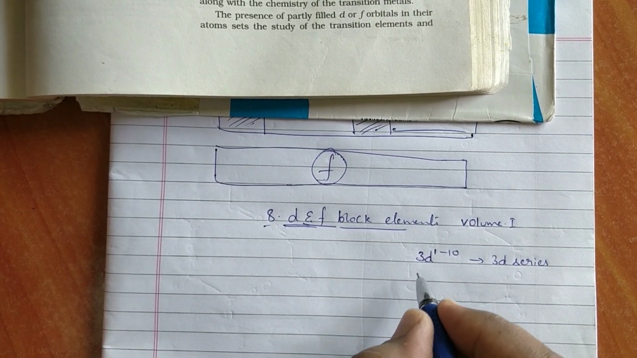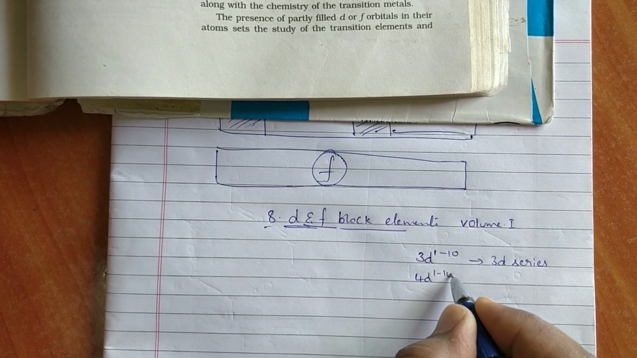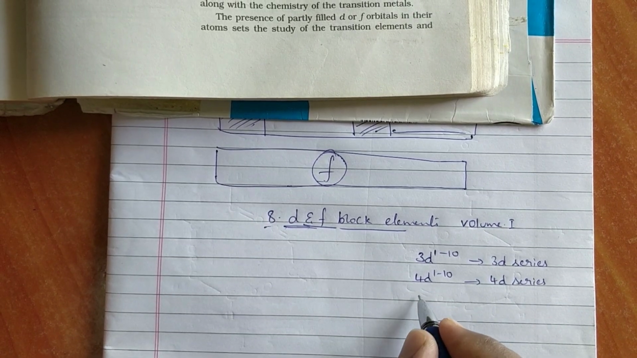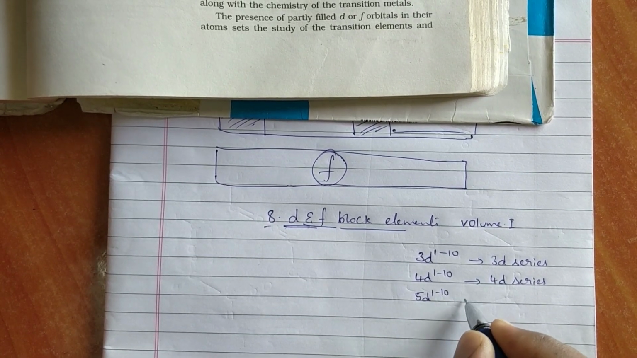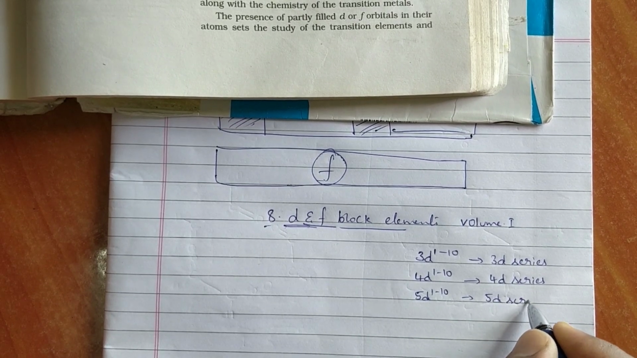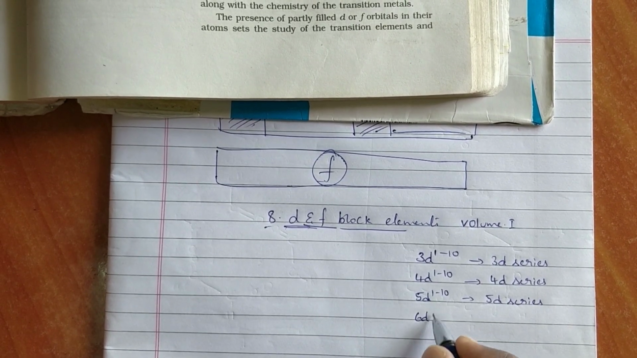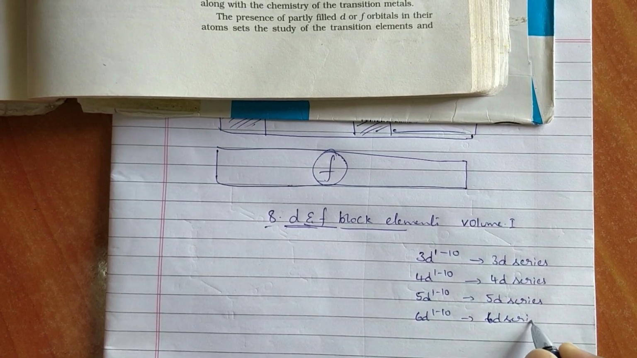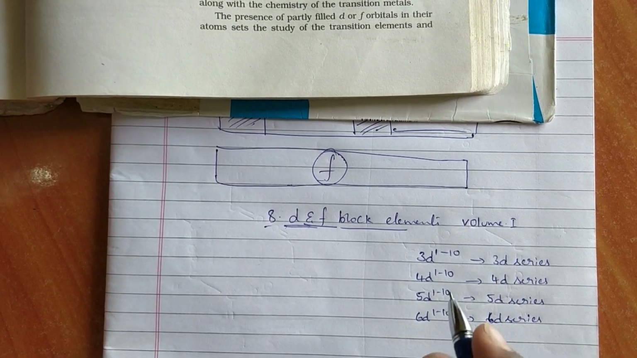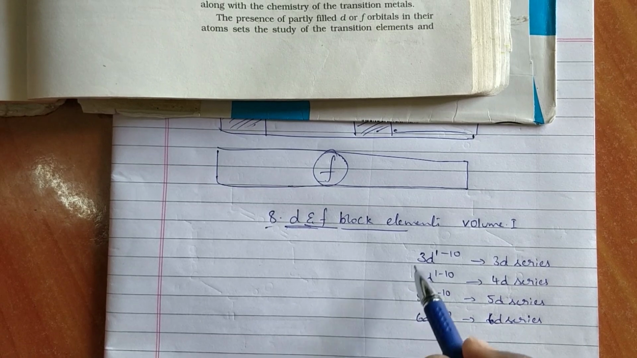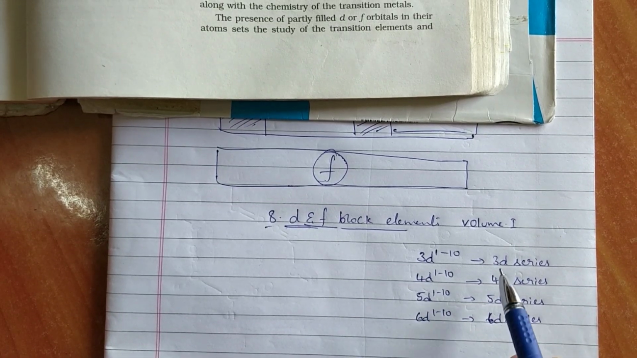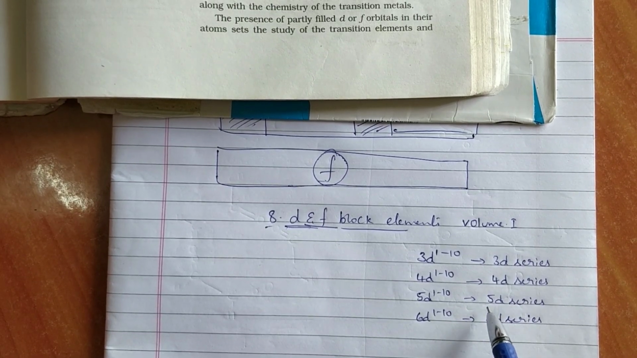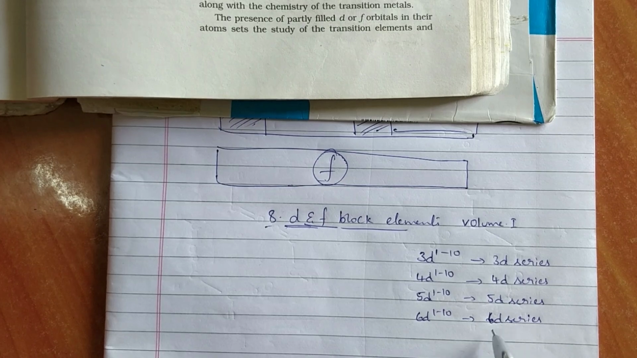If the differentiating electron enters into 4d 1 to 10, that is the 4d series. In the same way, 5d 1 to 10 is the 5d series, and 6d 1 to 10 is the 6d series. Like that, D block contains totally 4 series of elements. First row 3d in D block, second row 4d series, third row 5d series, fourth row 6d series.